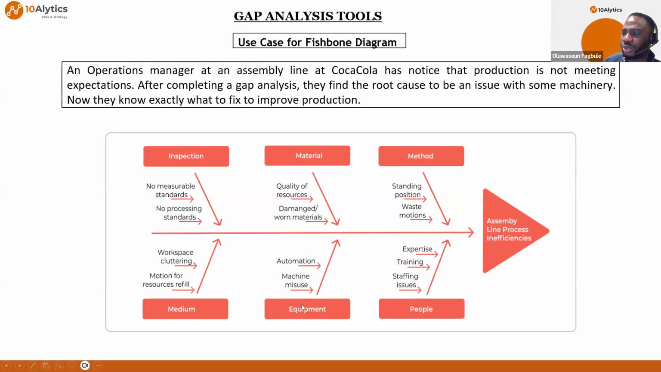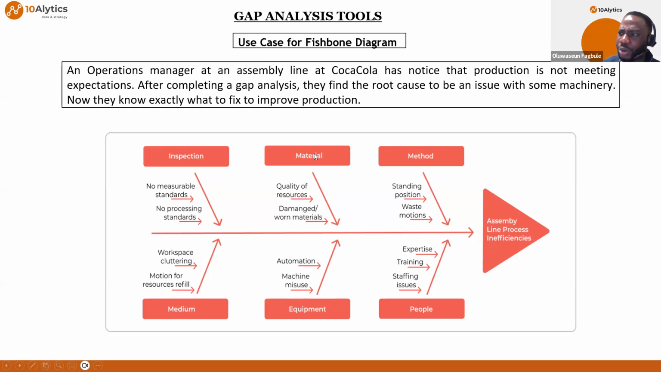Then you go into your machine or equipment, right? You analyze it. Okay, for example, we found out as part of analyzing the machine category that some of the machines are manual, right? They are not automated, right? Let's say about 60% or 50% of the machines are manual. That's a gap, right? That's possibly causing this inefficiency, because if you have all your machines automated, of course, that's going to hasten the production process, right? Or machine misuse. They're not using the machines as they should.